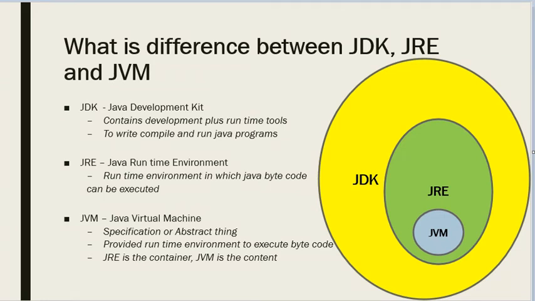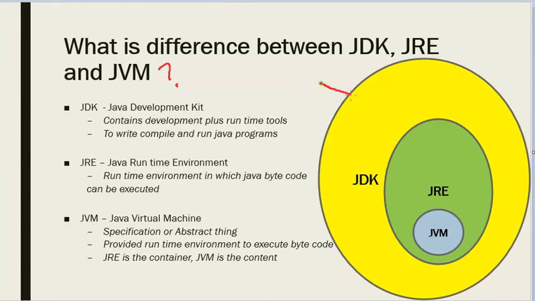So what is the difference between JDK, JRE, and JVM? You can just look at this picture. JDK is the outer container. JRE is contained in JDK, and JVM is part of the JRE. So JRE is the container for JVM.